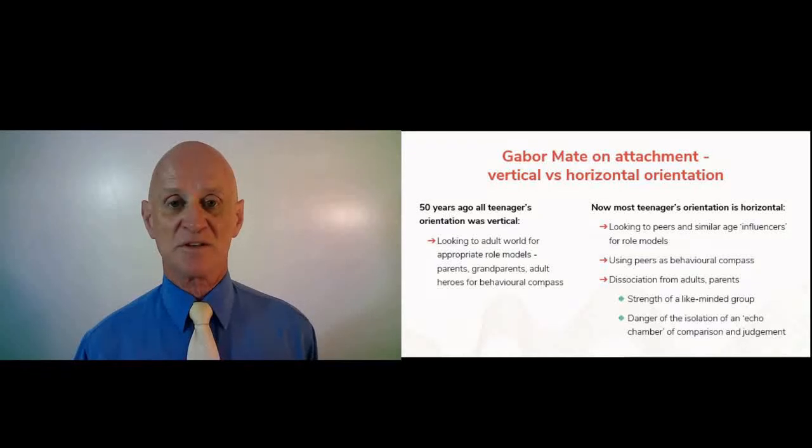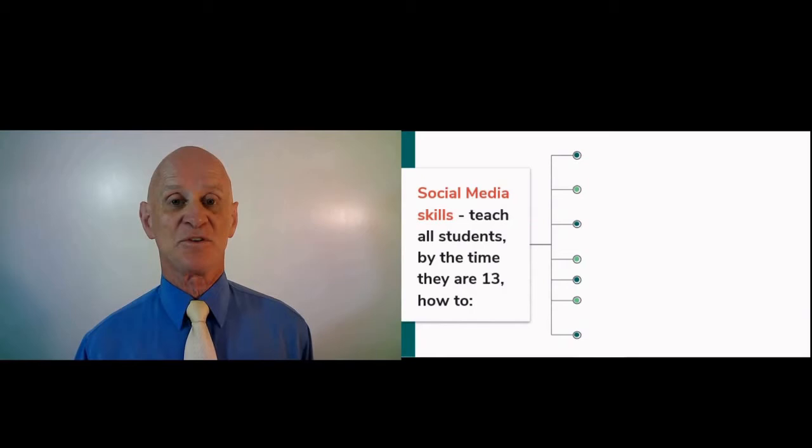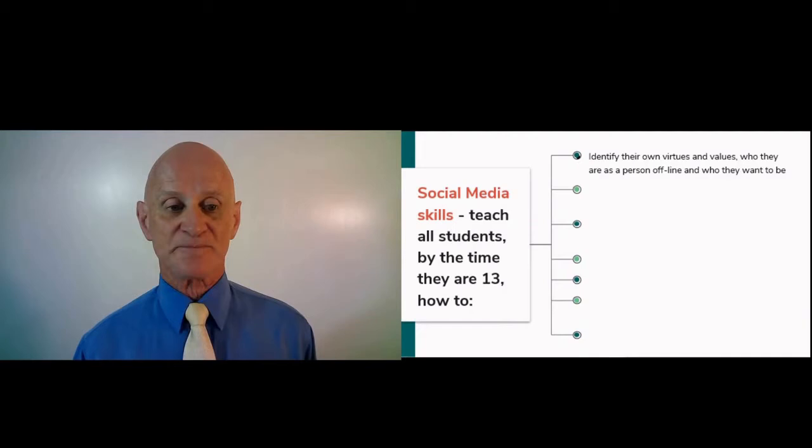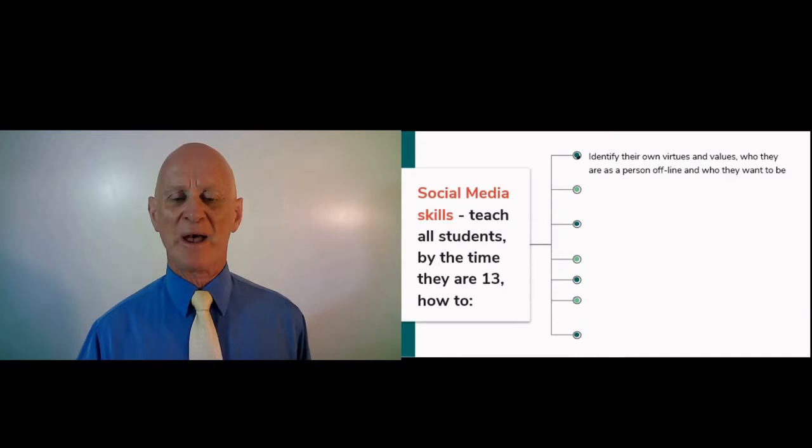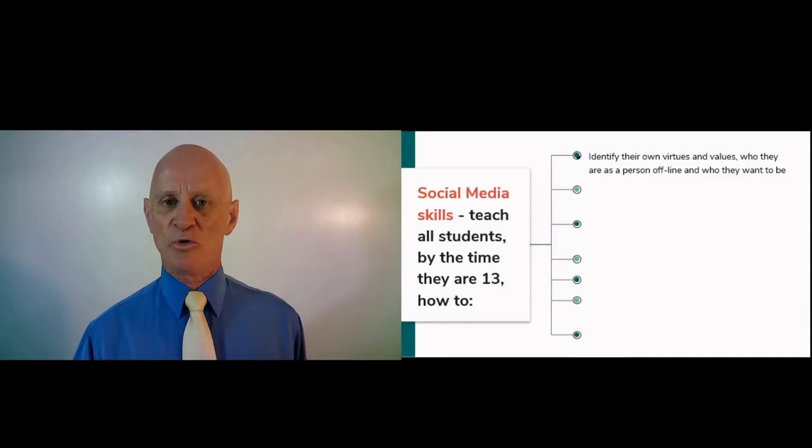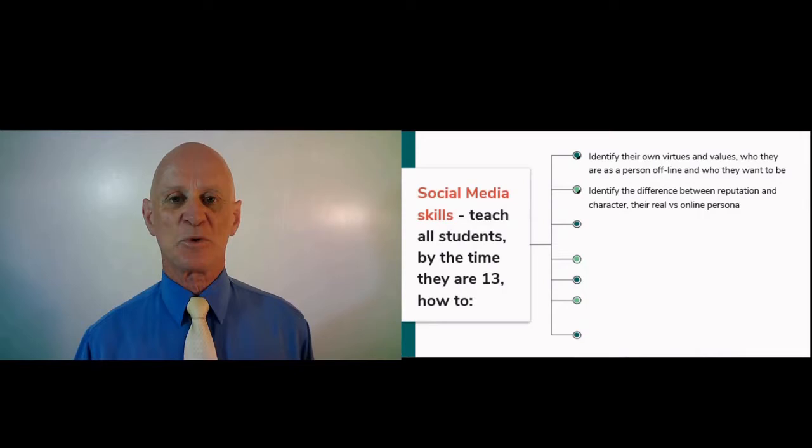So I think there's some social media skills that all children need to learn. And through ATL skills, we can teach them these skills. Some key things about identity, virtues and values. Children need to learn exactly who they are and what their character is made of and what they consider to be their highest virtues and values, who they are and who they want to be, which then helps them to realize the difference between their reputation and their character. Because, of course, reputation tends to be what social media is based on, whereas character is not necessarily the same.